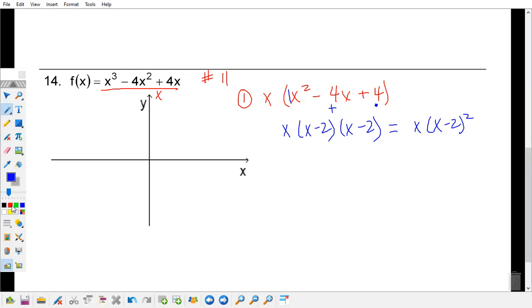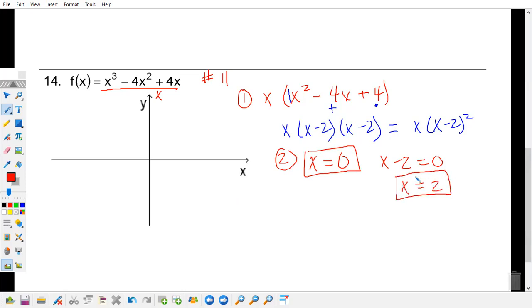All right, step 2. What is step 2? Find the x-intercept. And how do we find our x-intercept? We set each factor equal to 0. So we have x equals 0, and x minus 2 equals 0. So x equals 0, and, say it again, x equals positive 2.